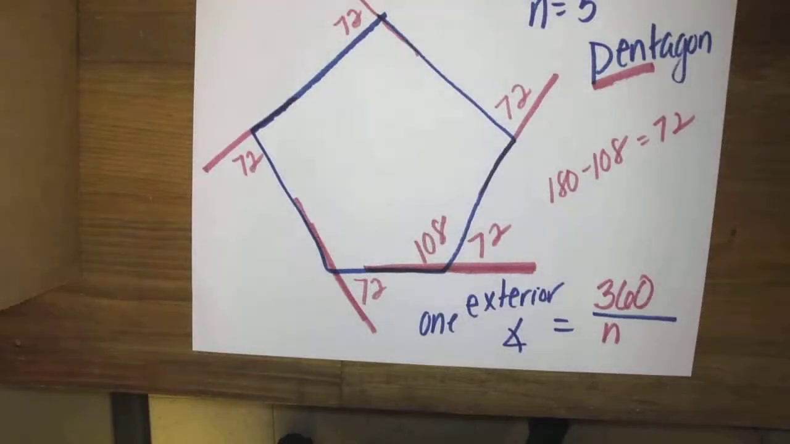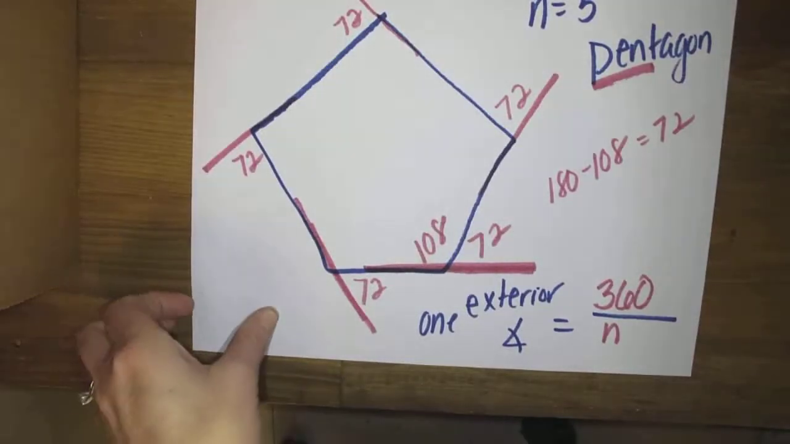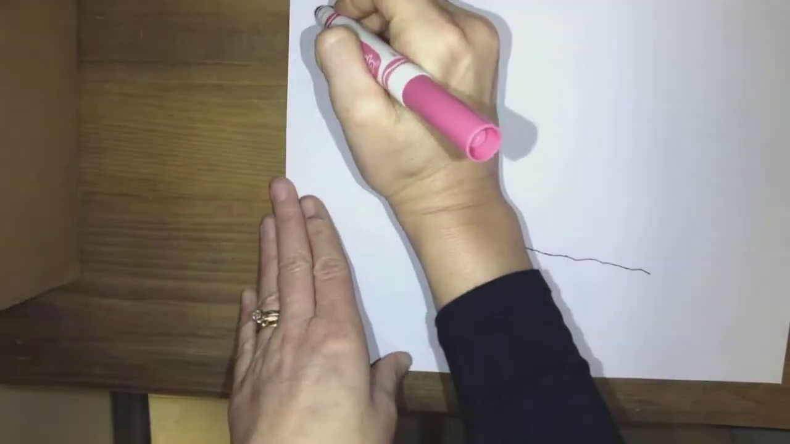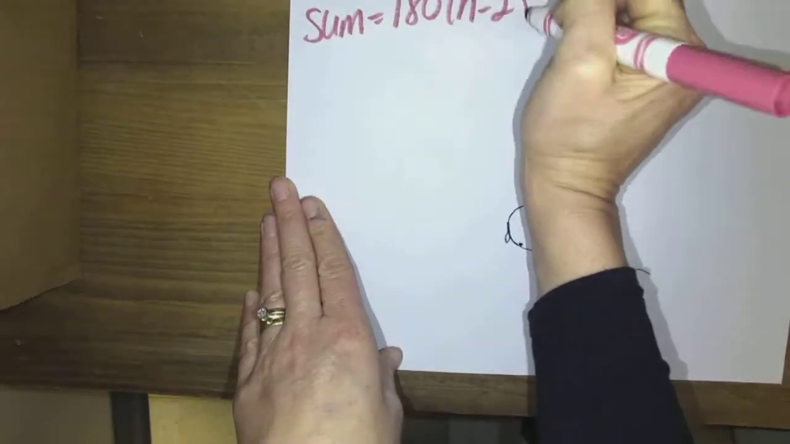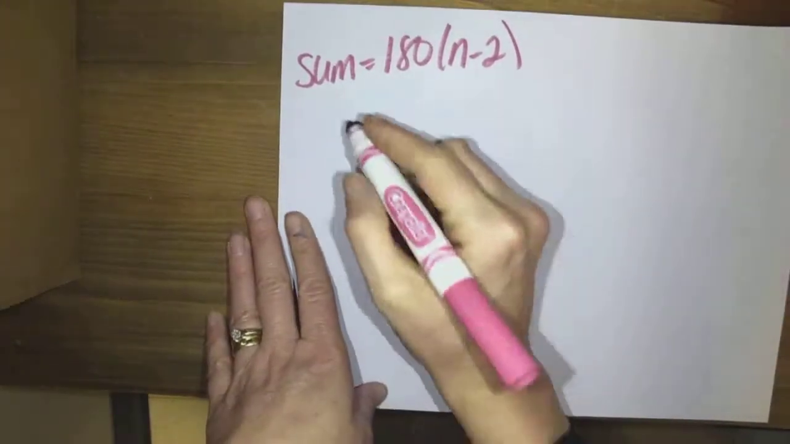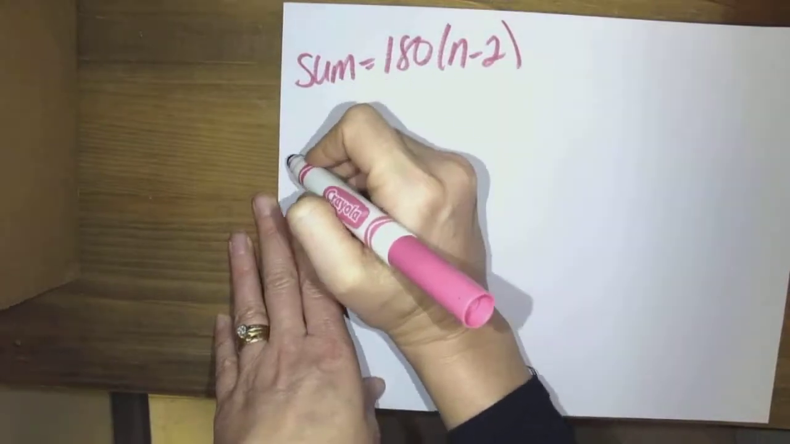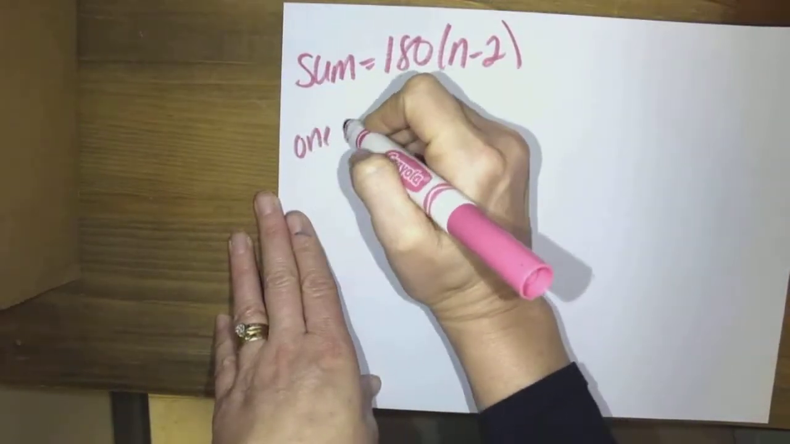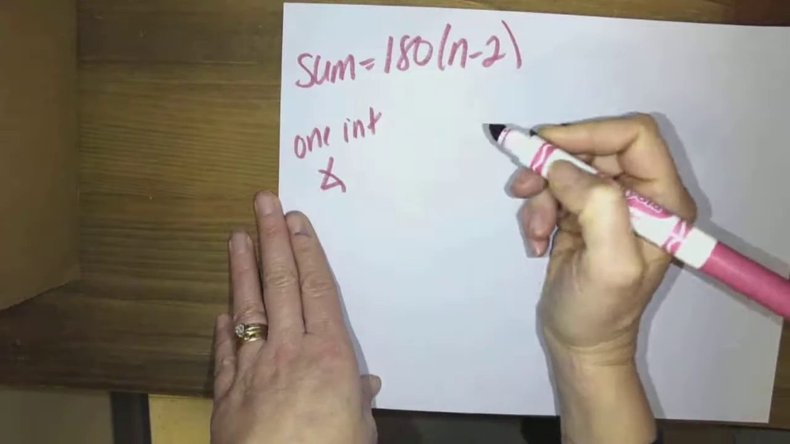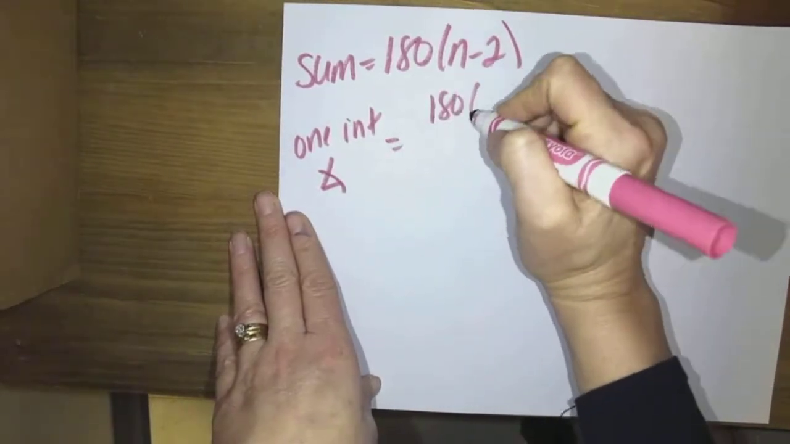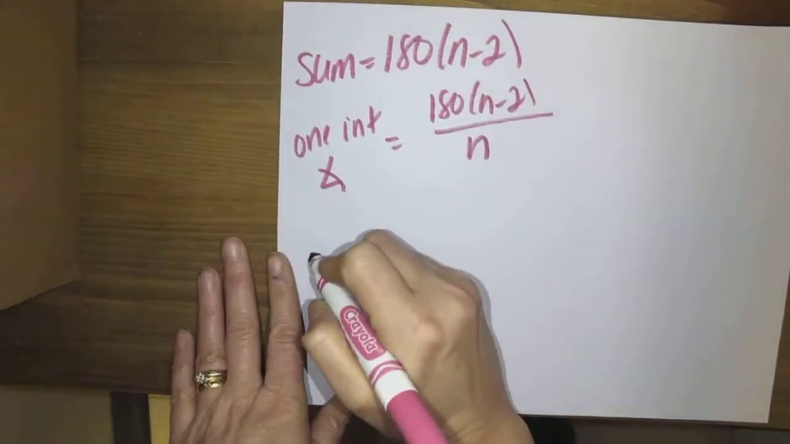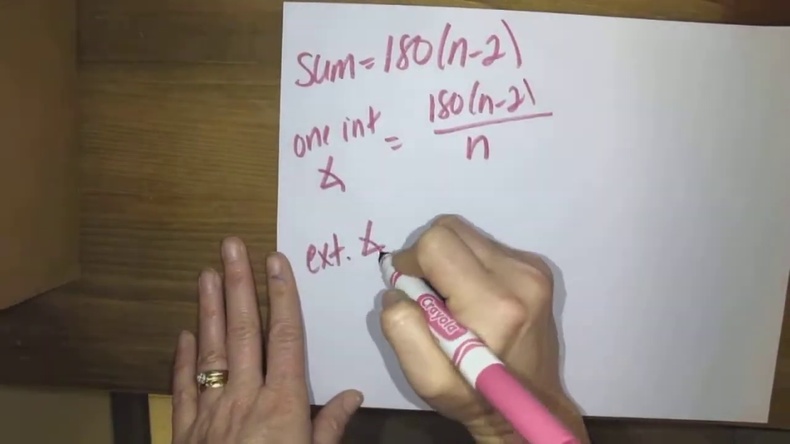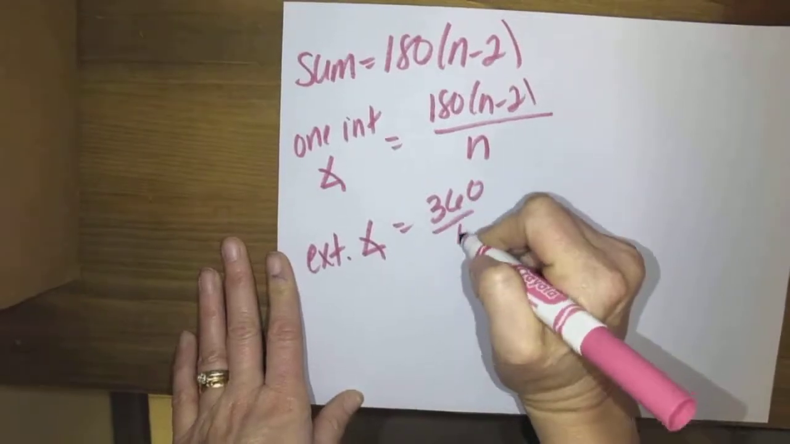All right, in conclusion, let's just make sure you have these formulas. Here are our 3 formulas. Sum, 180 times n minus 2. That gives you all the inside, interior angles. If you want to find one interior angle of a regular polygon, you use the sum and divide it by n. And if you need to find one exterior angle, formula is 360 over n.